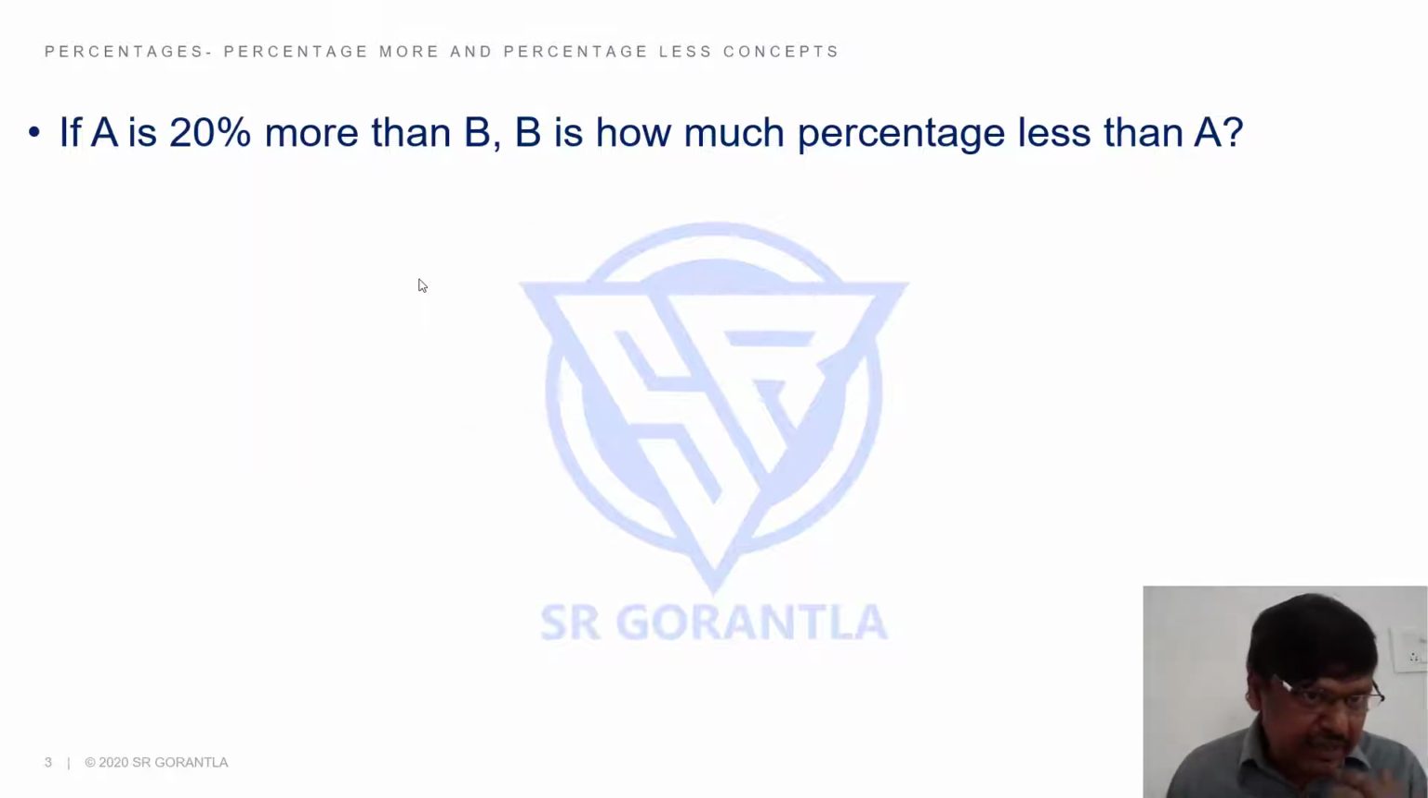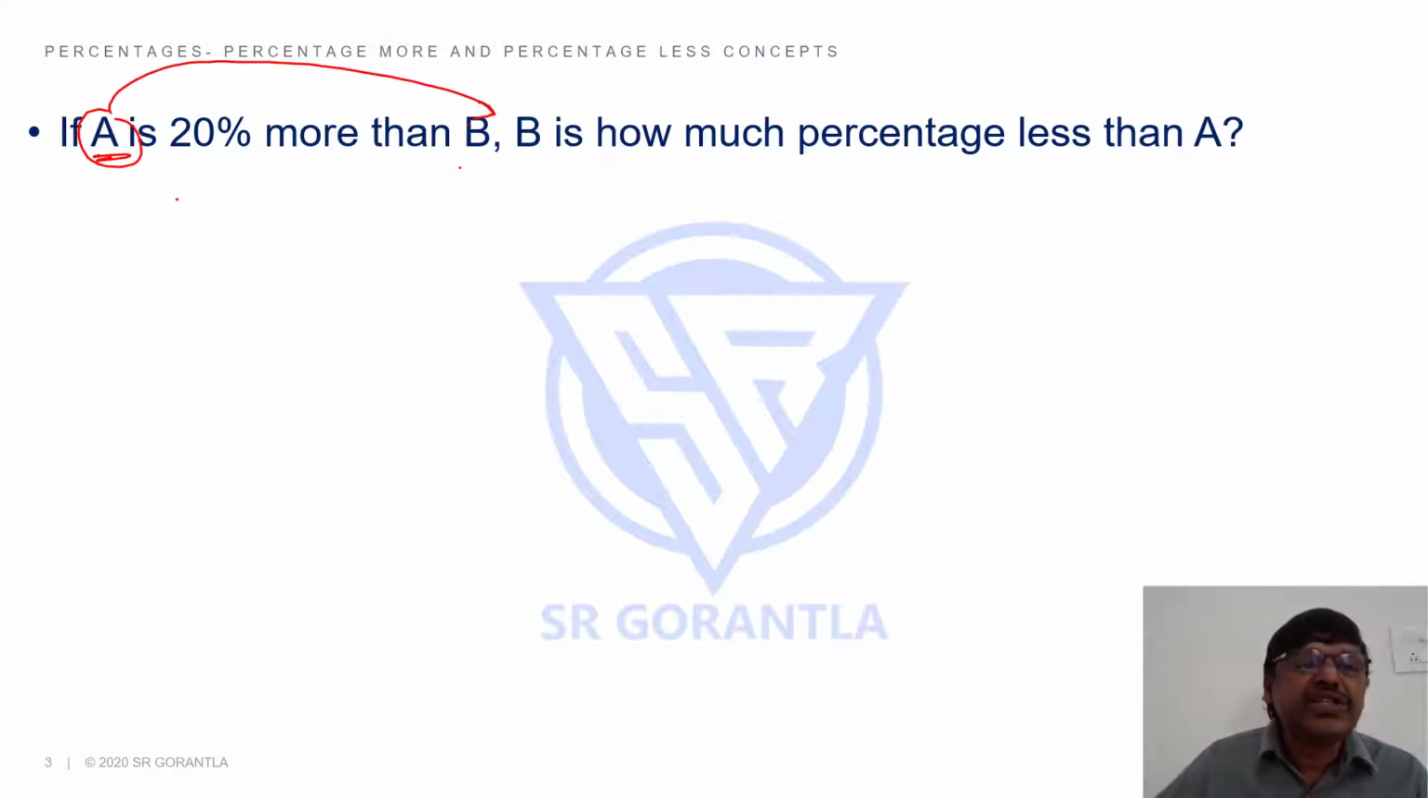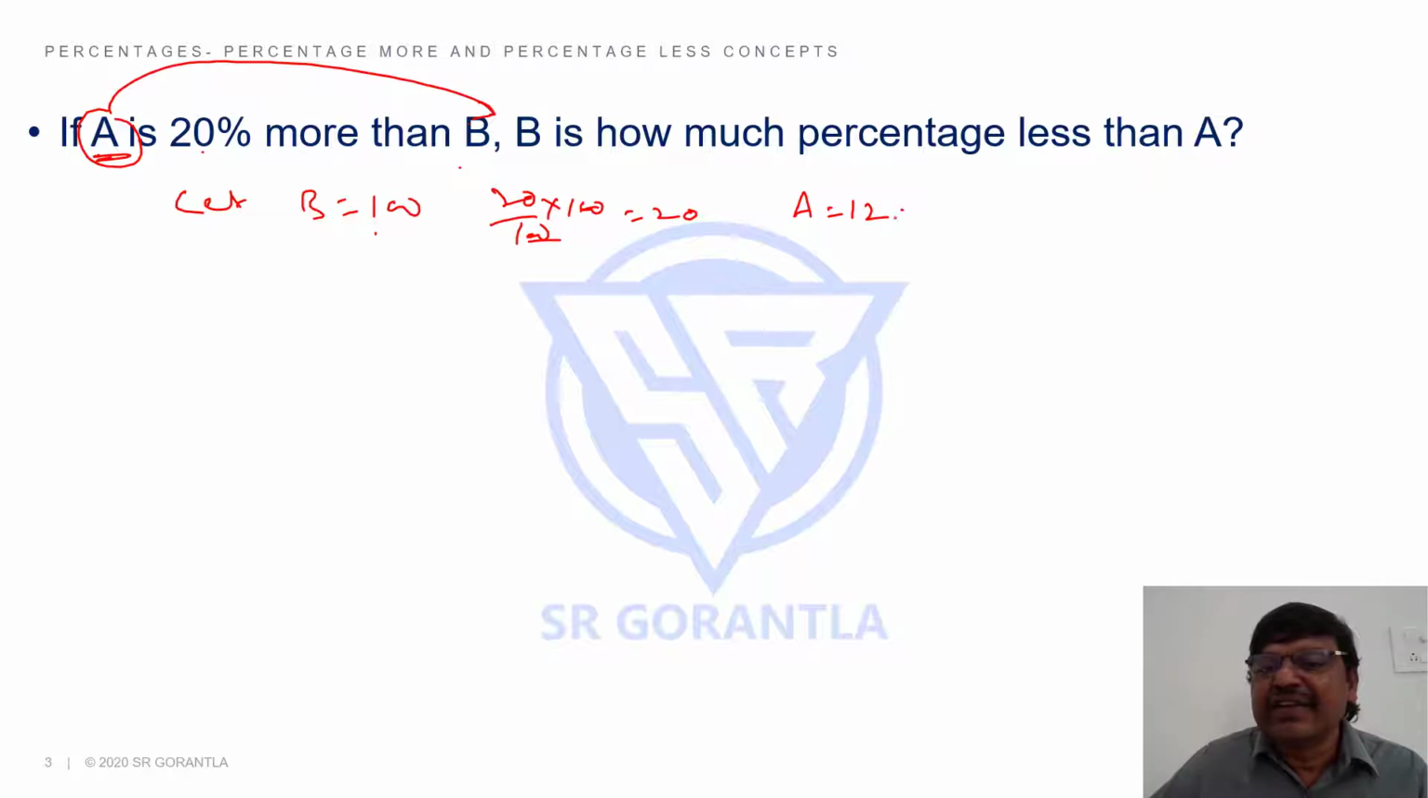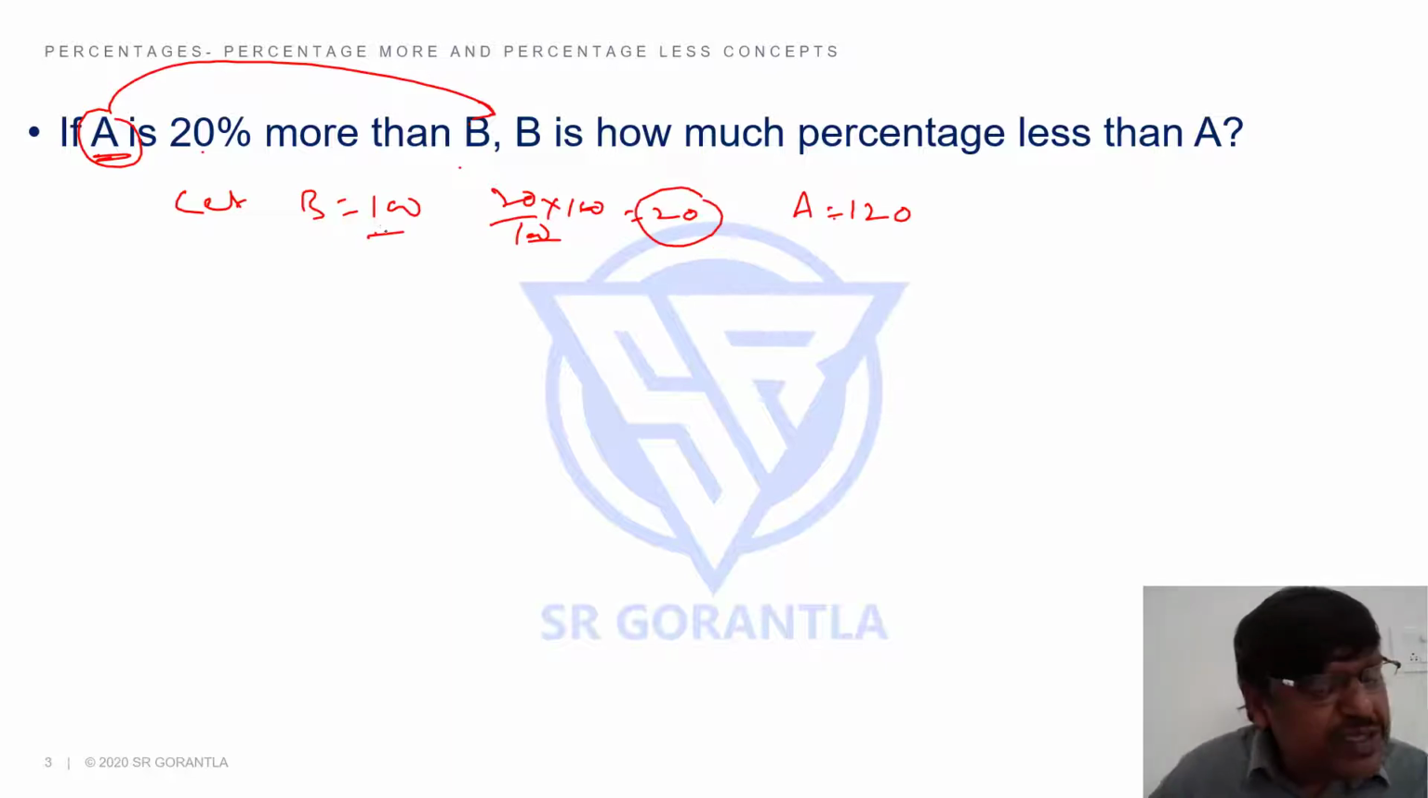First, the advantage we have in percentages is that we can always start with an example. A is 20% more than B. So that means we are comparing A with respect to B. So let us assume B is 100. 20% more than 100 will be how much? 120, because 20% of 100 is 20. So A is 120, B is 100. The difference is 20. A is 20 rupees more than B. B is 20 rupees less than A.